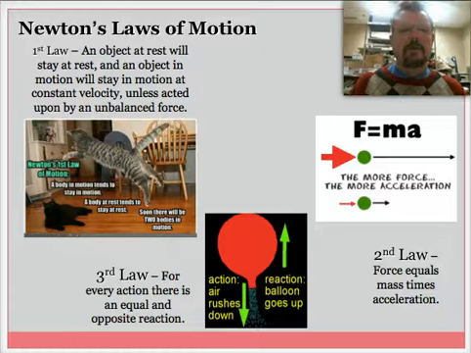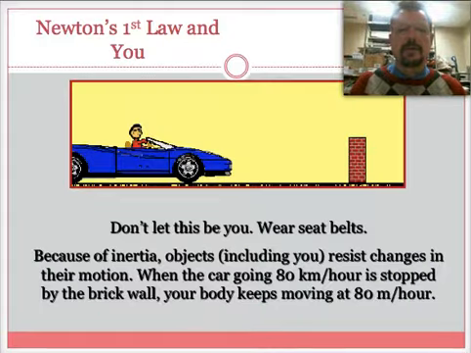Newton's laws of motion. First law of motion: an object at rest will stay at rest. An object in motion will stay in motion at constant velocity unless acted upon by an unbalanced force. Newton's second law is simply an equation: force equals mass times acceleration. And Newton's third law of motion: for every action, there is an equal and opposite reaction.